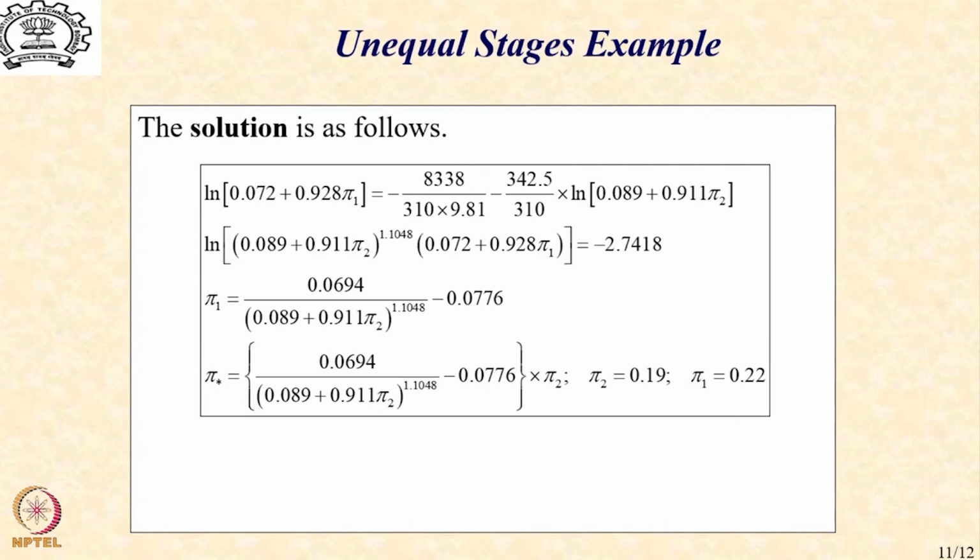And once you verify those steps, you can obtain the solution for pi 2 as 0.19. And if you take this 0.19 as pi 2 and substitute into the pi 1 relation, you can show that pi 1 will be 0.22. Now, how do these compare with the actual values? I leave this exercise to you, but you will find that these numbers are not exactly equal to the pi 1 and pi 2 numbers that we had obtained for this problem using the Lagrange multiplier method.